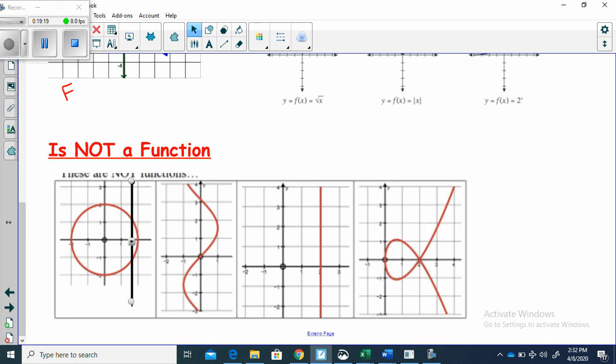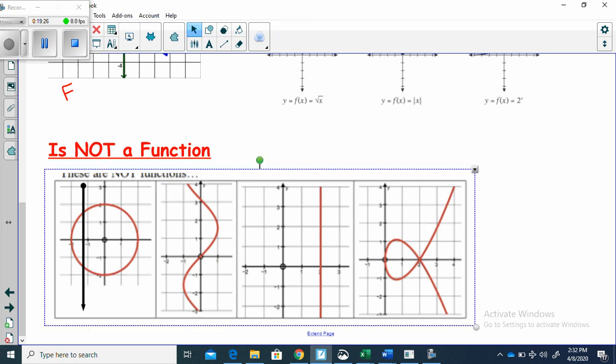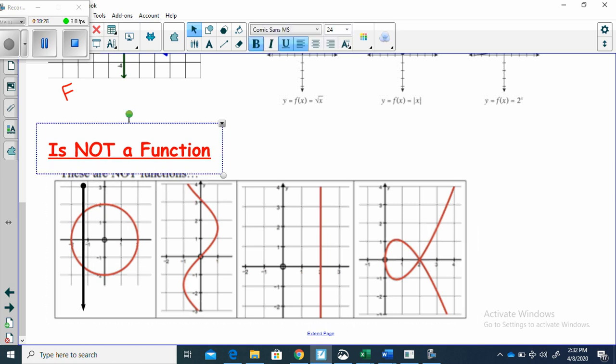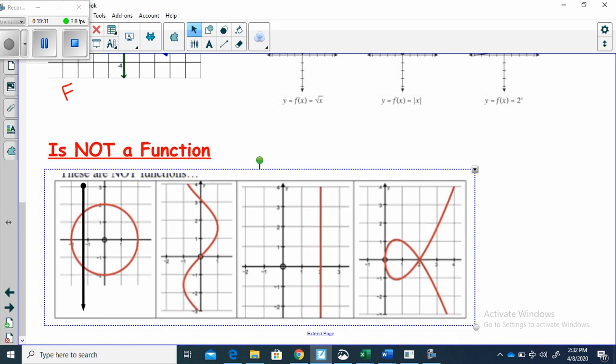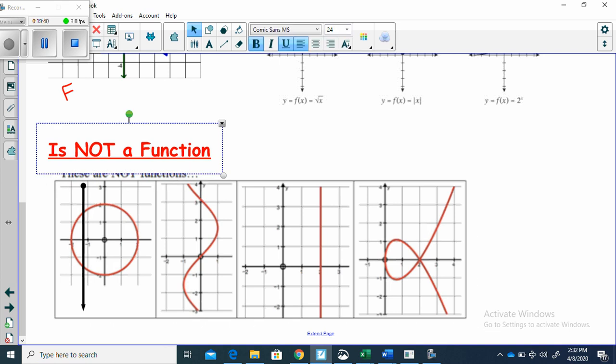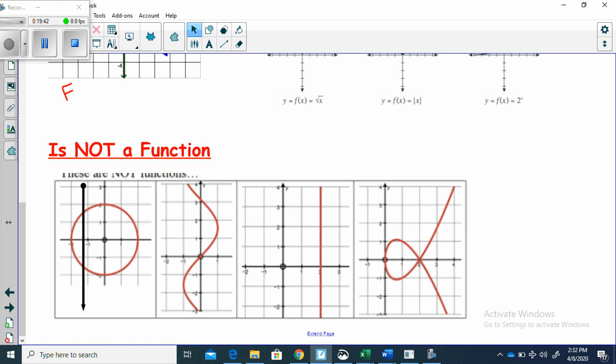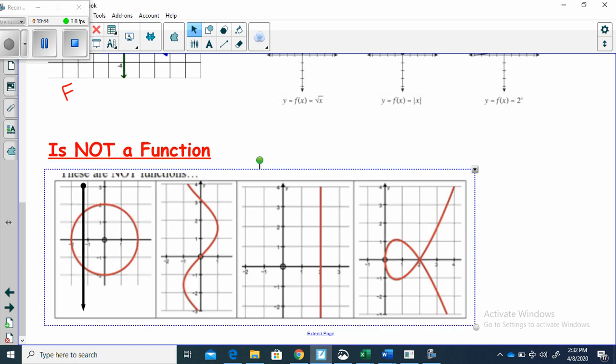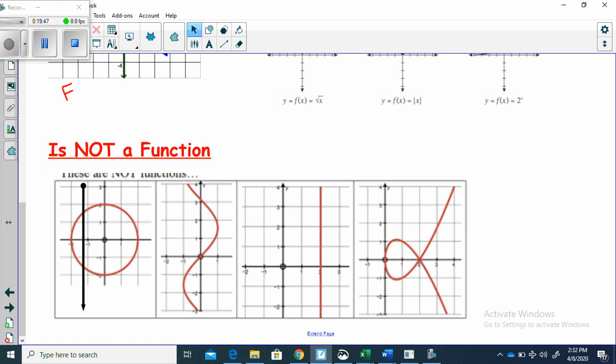Notice this is not a function. As I go across, please notice that I've got 2 spots that this is actually touching the line. 2 places this is intersecting the line. So this is not a function. Let's try bringing our function line farther over. If I were to do one across each one of these, none of these are functions because whenever I take a straight line across them, I'm going to hit this at more than 1 spot.